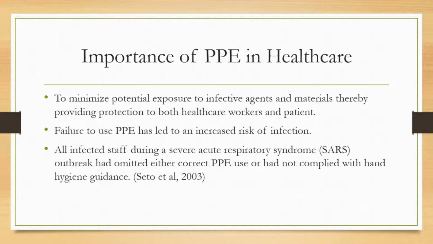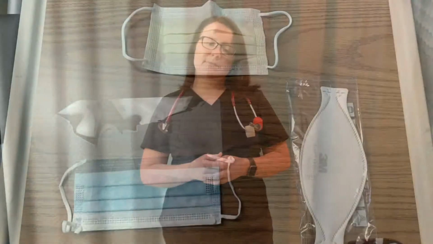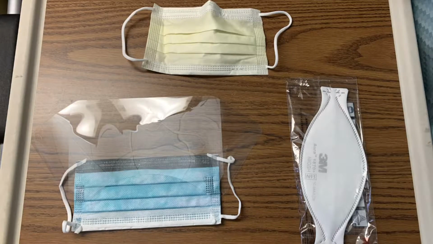workers and patients. There is evidence to show that failure to use PPE has led to an increased risk of infection. For example, in one instance of an outbreak of severe acute respiratory syndrome, the infected staff had omitted either correct PPE or correct hand hygiene. The components of PPE include gowns, masks, goggles, shoe covers, and gloves.